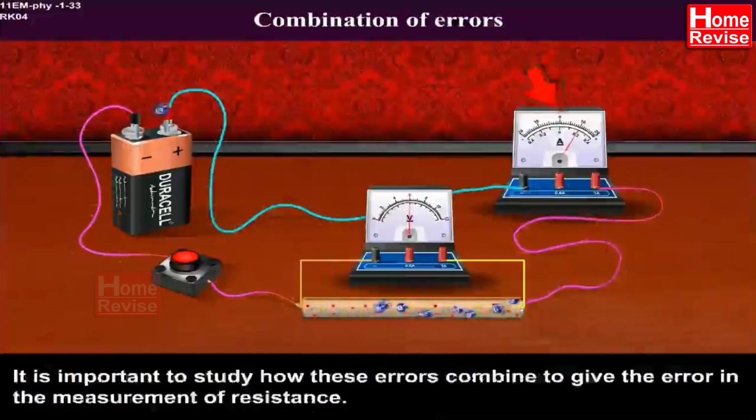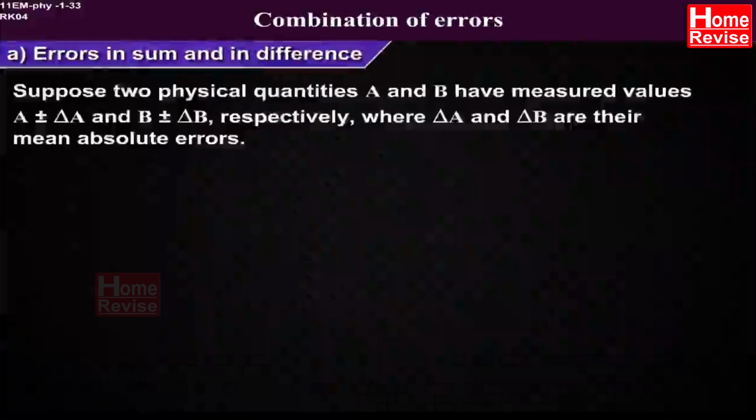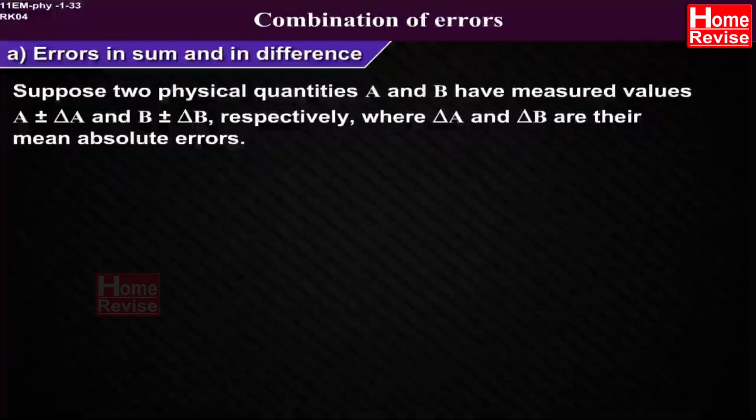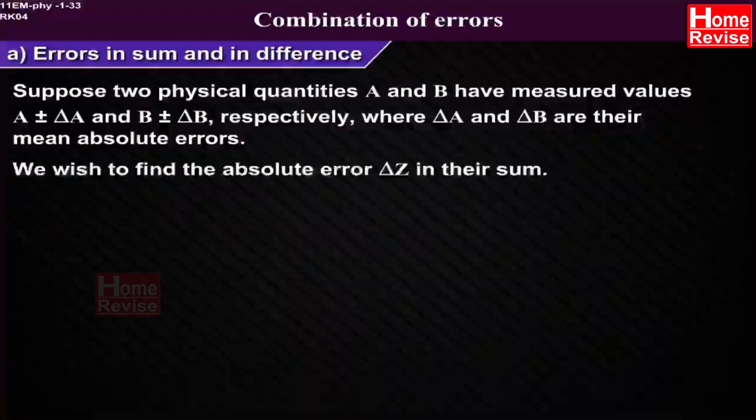A. Errors in sum and in difference. Suppose two physical quantities, A and B, have measured values A ± ΔA and B ± ΔB respectively, where ΔA and ΔB are their mean absolute errors. We wish to find the absolute error ΔZ in their sum. Z = A + B.